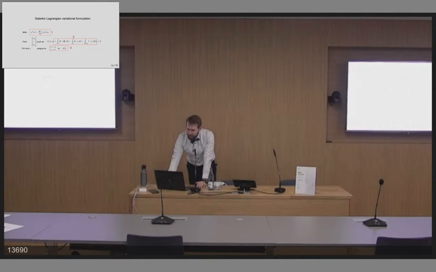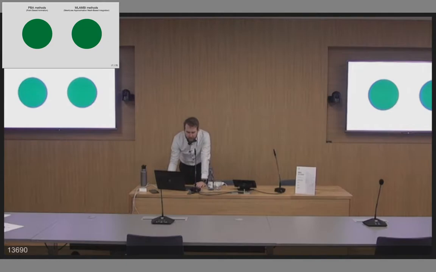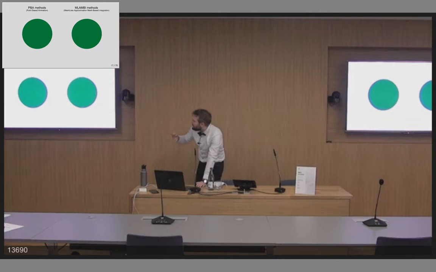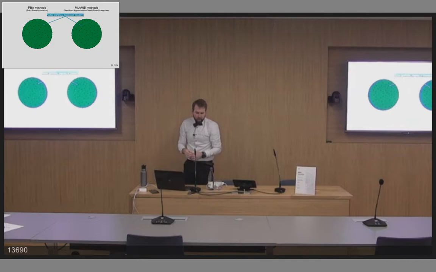So if we focus on these formulations, we have actually chosen two different methods. The first one is called point-based animation methods, and the second one, MLAMBI, meshless approximation, mesh-based integration. So the idea here is this green circle is my liver, let's suppose it represents our simulated object. It will be easier like that. If I fill it with nodes, in this case the nodes are the equivalent of the nodes of the finite element methods.